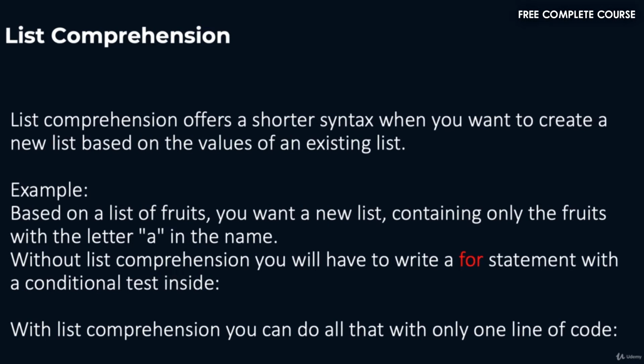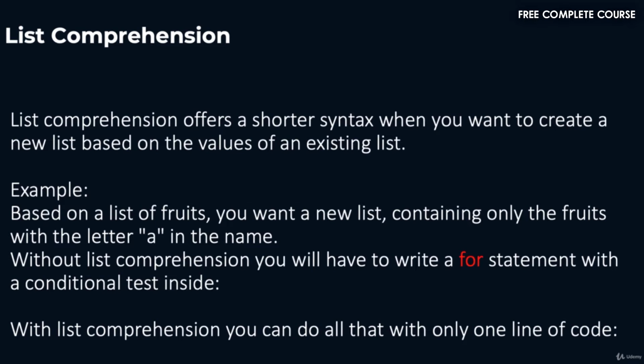All right, welcome back. So in this video, we're going to talk about list comprehension. List comprehension offers a shorter syntax when you want to create a new list based on the values of an existing list. Now, we went over this just a little bit in loop lists, okay? But an example would be based on a list of fruits, you want a new list containing only the fruits with the letter A in the name.